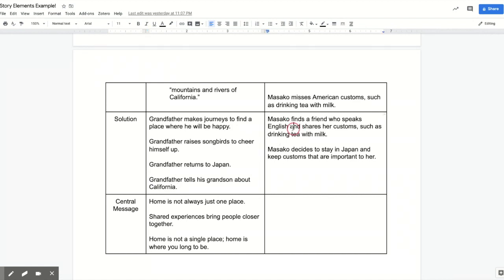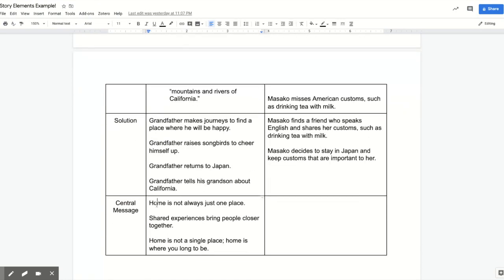For Tea with Milk, Masako finds a friend who speaks English and shares her customs, right? Such as drinking tea with milk. That's what made Joseph stand out to her. And Masako also decides to stay in Japan and keep customs that are important to her. So that's where we've been looking at that text, right? That specific page yesterday, and I wanted you to notice what specifically is home to Masako and what is home to Joseph. And finally, our central messages from Grandfather's Journey.